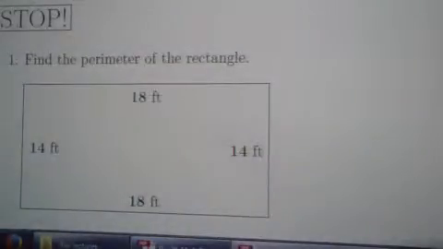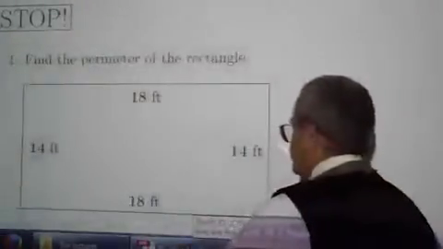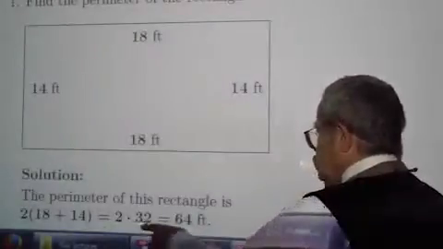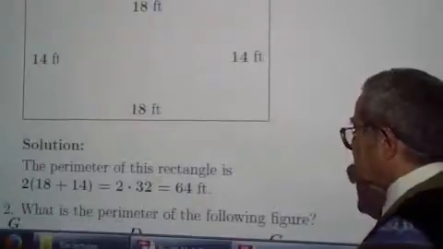Then we want to do chapter 31, I think. We wanted to find the perimeter of this rectangle. That was 2 times 18 plus 14, which apparently is 64 feet.